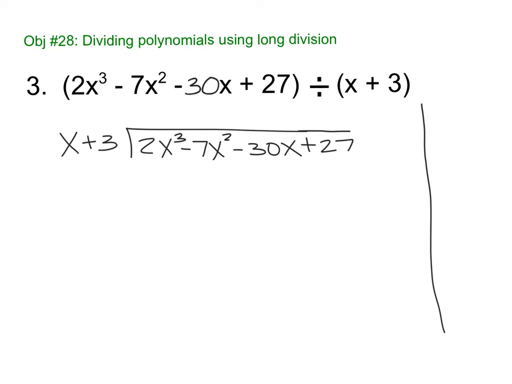The outside number into that first term. So we're going to take that first term that's on the inside and divide by the x. We only really care about the x. So we get 2x squared. So that goes on top. So divide, and then we multiply. But remember, we have parentheses here, so we're going to have to distribute. So 2x to the third plus 6x squared.